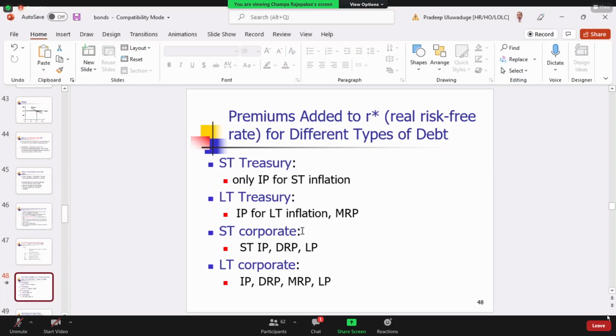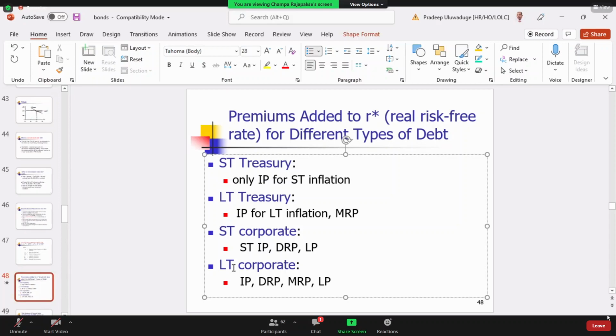Then short-term corporate securities. What are the risk components added? The short-term inflation premium. Then there will be a default risk premium, because unlike treasury securities, corporations may default. So a default risk premium is added, and depending on the corporation, the liquidity premium will be different. So a liquidity premium will be added.